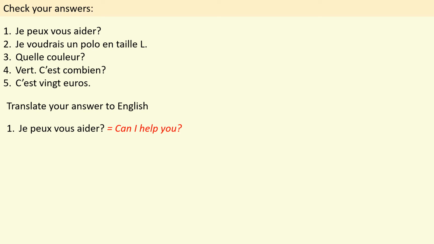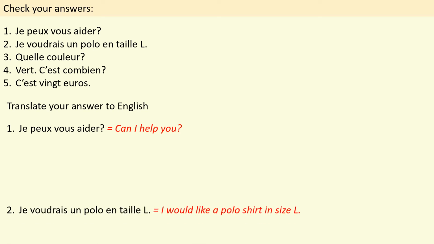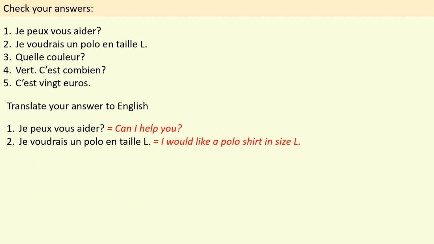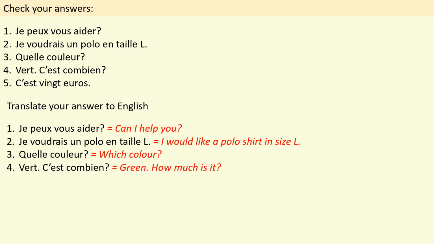Okay, for number 1, you should have written, can I help you? 2. I would like a polo shirt in size L. 3. Which colour? 4. Green. How much is it? And 5. It's 20 euros. Okay, just pause if you need to check those. Make sure everything's correct and then press play when you're ready to move on.